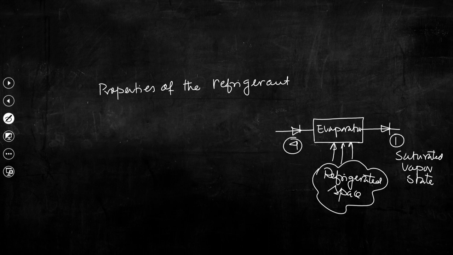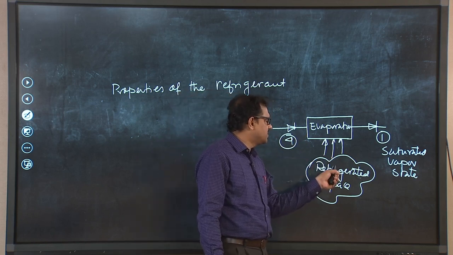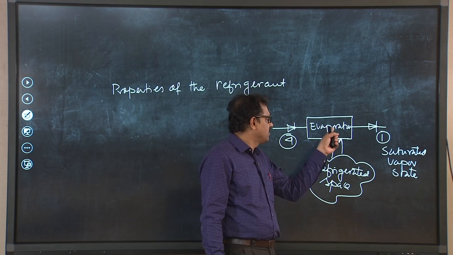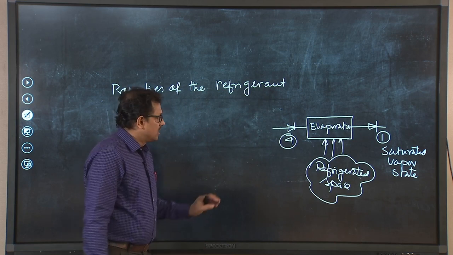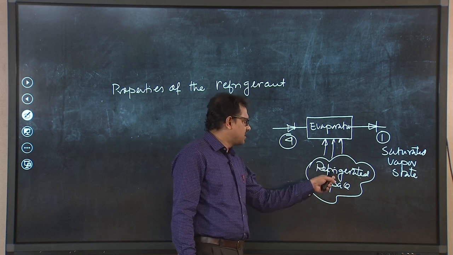So, basically the quality of the refrigerant at the inlet of the evaporator, that is the mass fraction of vapor in a liquid vapor mixture, is also known as flash gas fraction. This is neither purely liquid nor purely vapor. So, it is a two phase mixture. Now, the question is, upon receiving heat from this refrigerated space, the refrigerant will be evaporated and essentially we will be getting saturated vapor at state 1. So, the question is, the temperature you need to maintain always at a sub-zero level for this space.